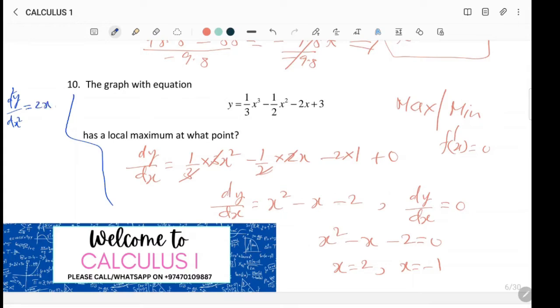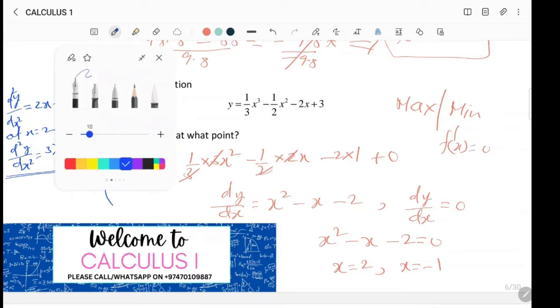So this is 2x minus 1, differentiation of x is 1, and put x equals 2 first. At x equals 2, d2y over dx square: 2 times 2, 4, 4 minus 1, it is 3. So this is greater than 0. It means at x equals 2, we will get a minimum, because when the second differentiation is positive, then we are getting a minimum.